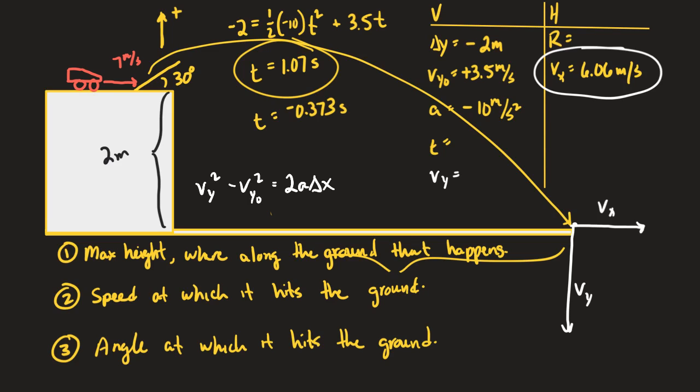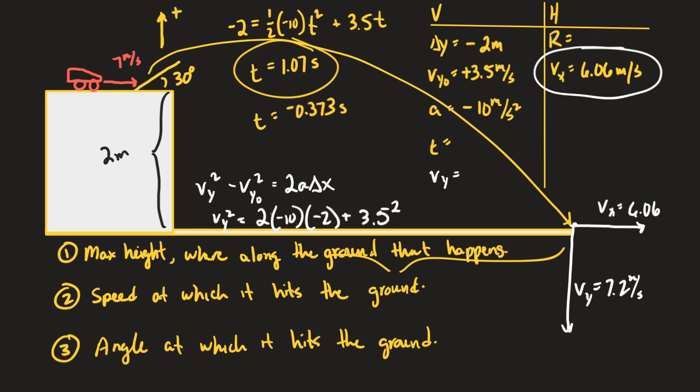So Vy squared equals 2 times negative 10 times negative 2 plus 3.5 squared. Somebody cut me to the chase here and tell me how fast it hits the ground, the vertical component. 7.2? Keep those extra decimal places in your calculator. You're going to need them.